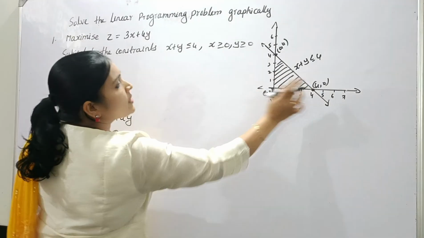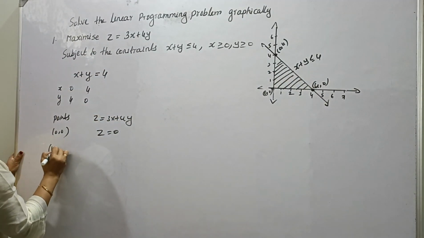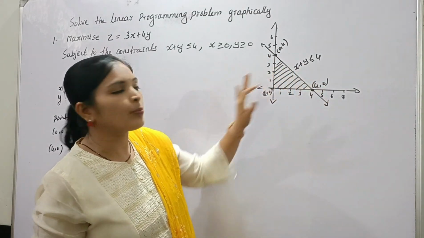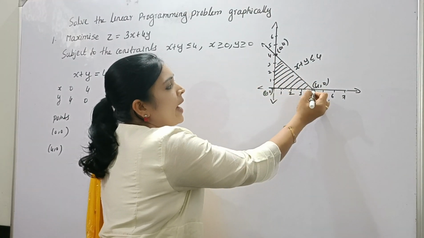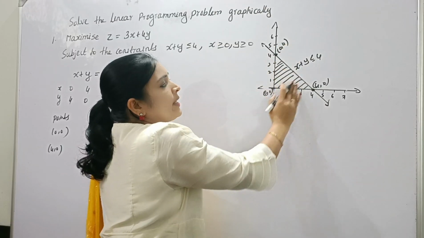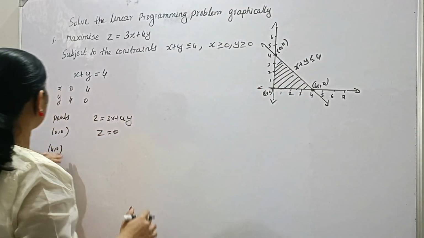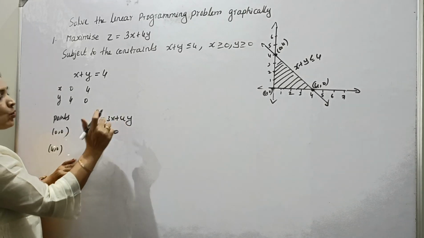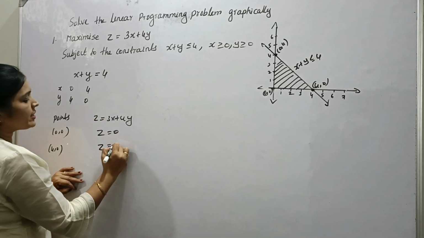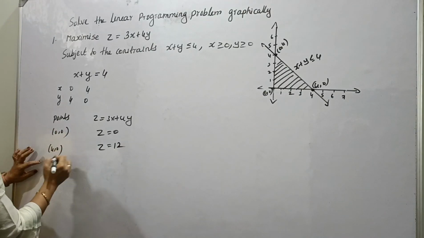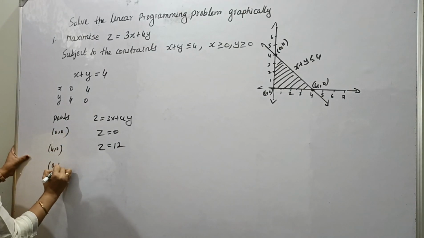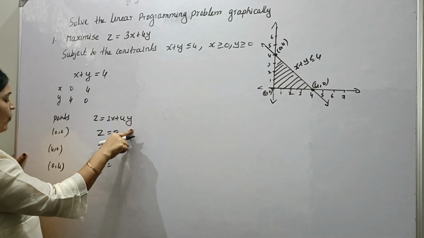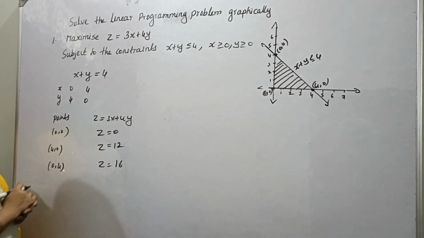Next is the point 4, 0. First of all you have to find what are the possible corner points. See here 0, 0, 4, 0, and 0, 4. It is the feasible region. So 4, 0. Put x is equal to 4, y is equal to 0. So z is equal to 12, right? And next is 0, 4. Put x is equal to 0, y is equal to 4. So z is equal to 16.